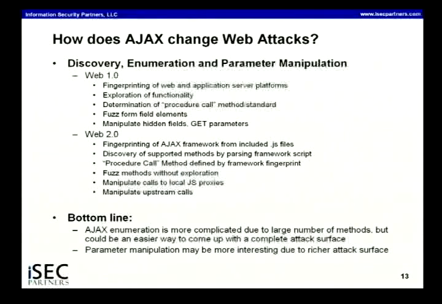The bottom line is Ajax enumeration is more complicated because there's not a standard way for Ajax frameworks to store what methods can be called on the server. But in the end, it's a much richer attack surface, and with one request, you might be able to get the information on the entire system, kind of like grabbing a WSDL, instead of with many, many requests.